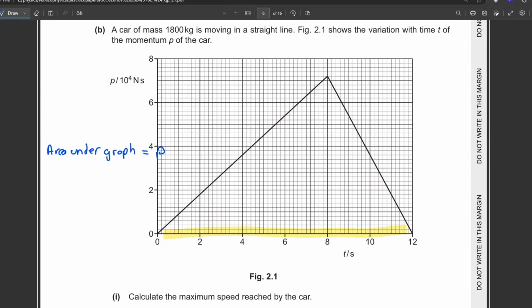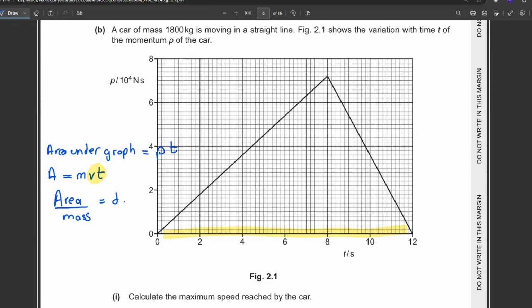Momentum, P times T. Okay, the area under the graph will be momentum P times T. Now, if you realize what momentum is, area is represented by A, and momentum is represented by mass, velocity, and time. Can you realize that velocity into time is equal to what? The distance traveled. Area divided by mass will give you your distance traveled.